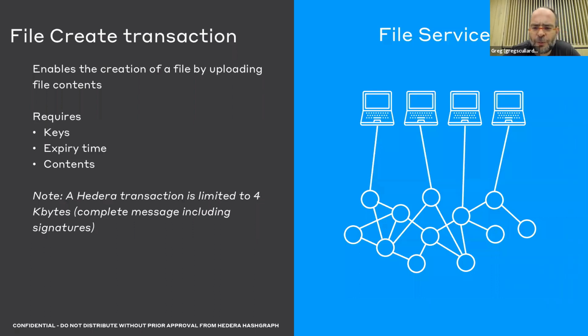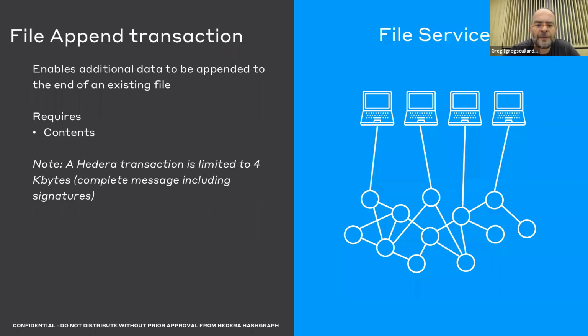It may turn out to be a little bit more than that, but at the moment I believe it's 4 kilobytes, including signatures, and that's for the whole message. So if your file is greater than 4 kilobytes, and arguably slightly less than 4 kilobytes, allowing for the complete message and signatures, you will need to append to the file. And what that means is you've created the file in the first place with your first, say, 2 kilobytes of data, and there's another 1 to add. You run an append transaction, which will add the extra 1 kilobyte to the contents of the file.